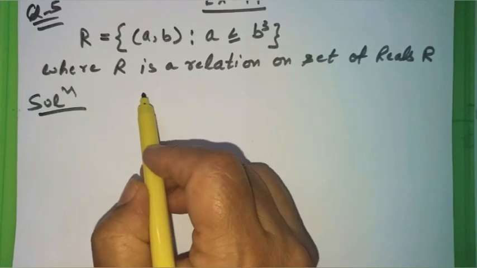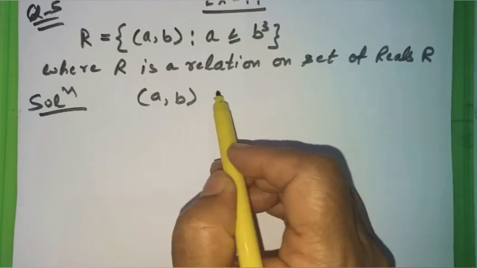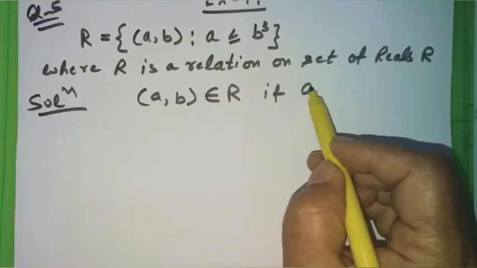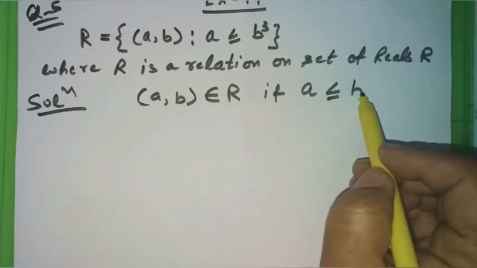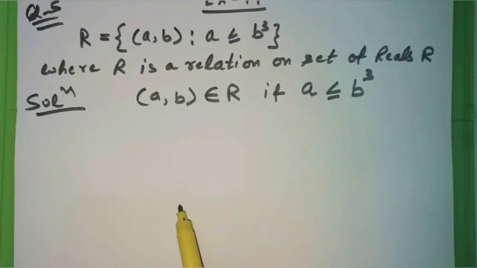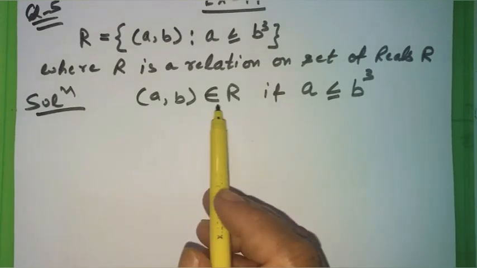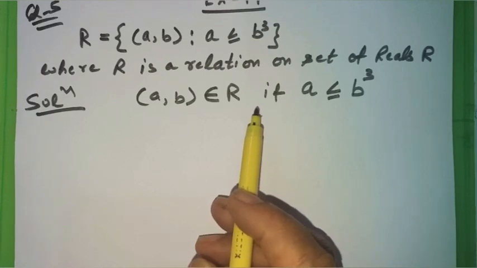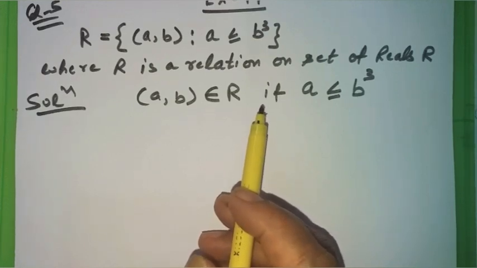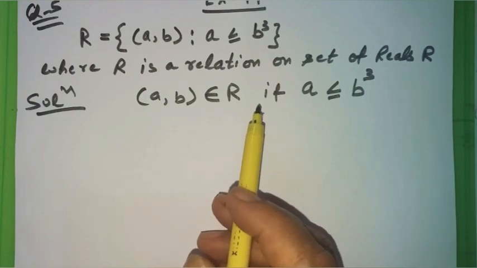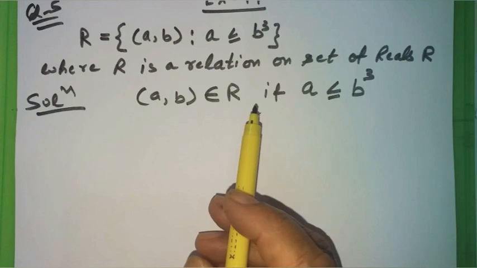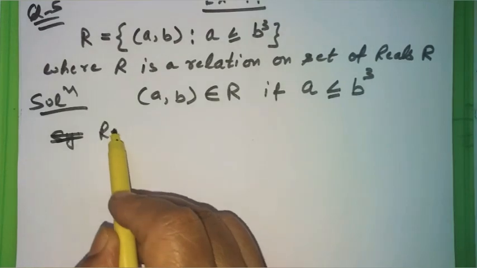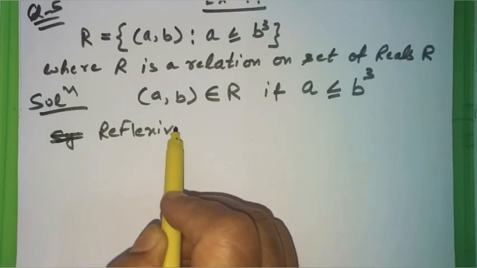Here a and b both are real numbers, and any ordered pair of real numbers will belong to R if it satisfies the condition that the first element is less than or equal to the cube of the second element. Please pay attention that real numbers contain all types of numbers, be it negative whole numbers, negative naturals, positive and negative integers, naturals, zero, rational numbers, irrational numbers. And we have to check the relation, first of all, for reflexivity, whether the relation is reflexive or not.